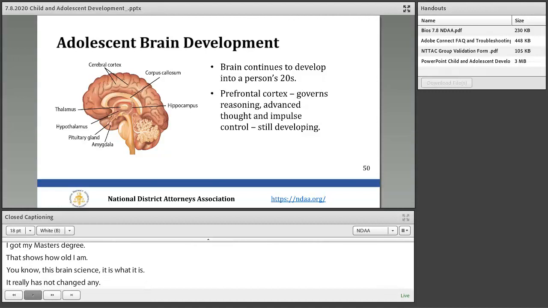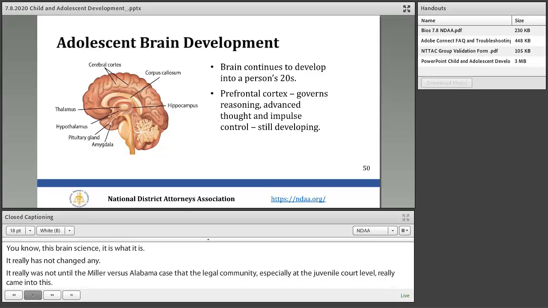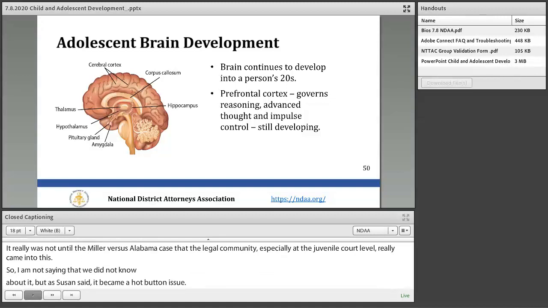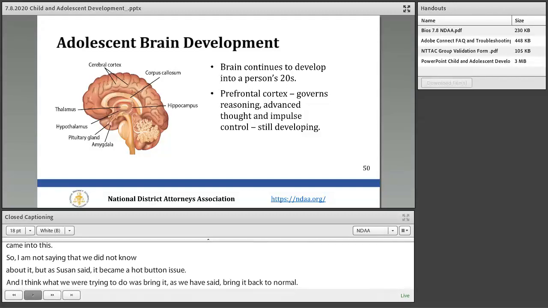It really wasn't until the Miller versus Alabama case that the legal community, especially at the juvenile court level, really came into this. So I'm not saying we didn't know about it, but as Susan said, it really became a hot button issue. And I think what we're trying to do is bring it back to normal, bring it back to reasonable.